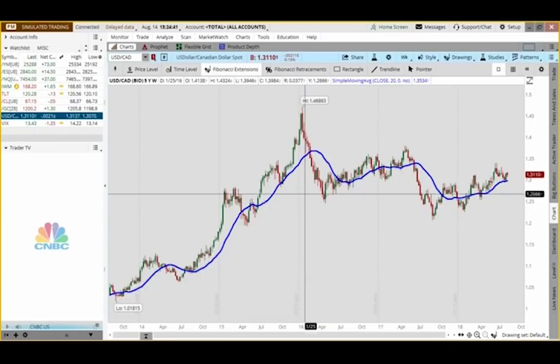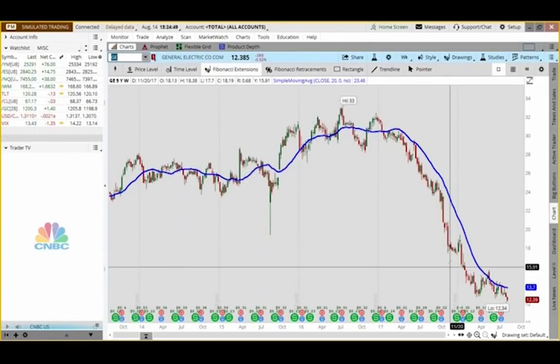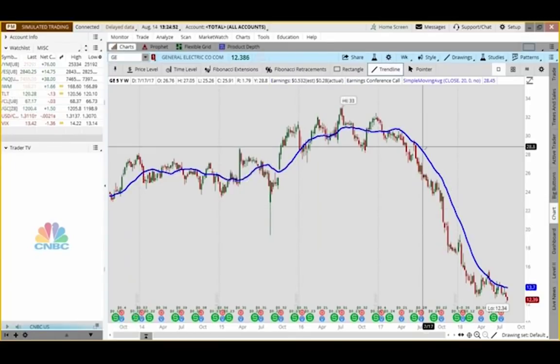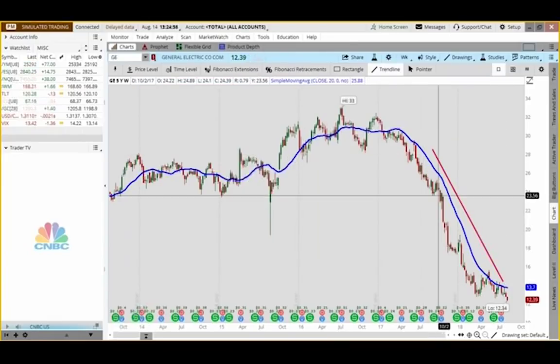If you had a stock that's trending lower, I don't know, let's go to GE like this, and you get that pullback, look at the slope throughout this whole downtrend. Strong momentum to the downside. Every pullback here can be a trade opportunity.